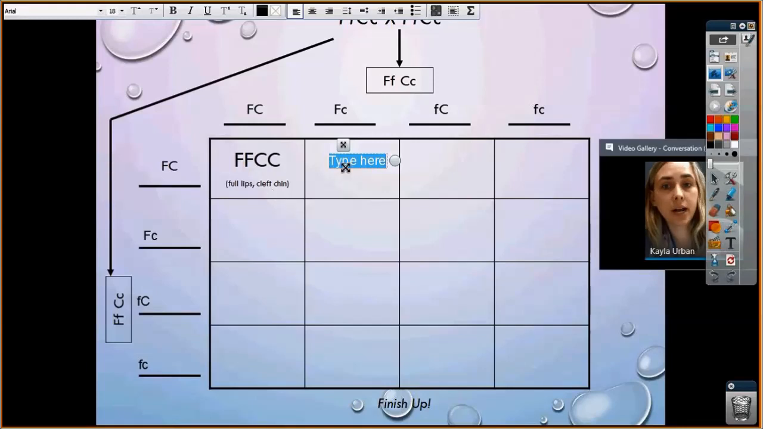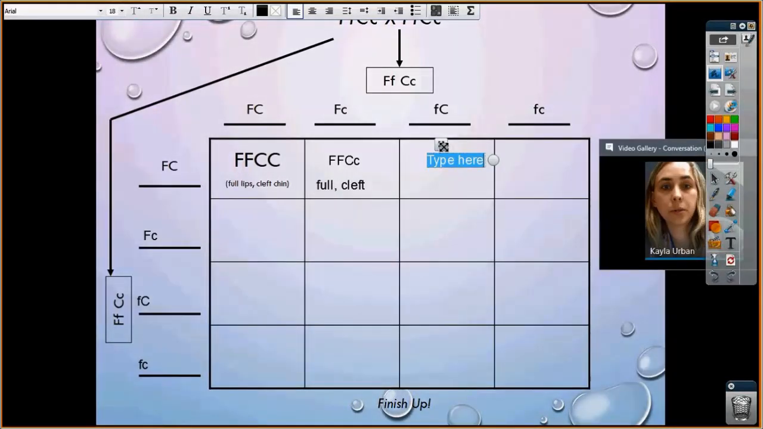So in the second box here, you're going to look straight up, and that's going to give you a big F. And then you're going to go straight over to the left. That's going to give you a capital F also. And then here you have a capital C and you have a lowercase c. So you're going to put your capital C and then your lowercase c. That would be your genotype. Your phenotype, or what that would look like, should be full lips and you're going to have a cleft chin.